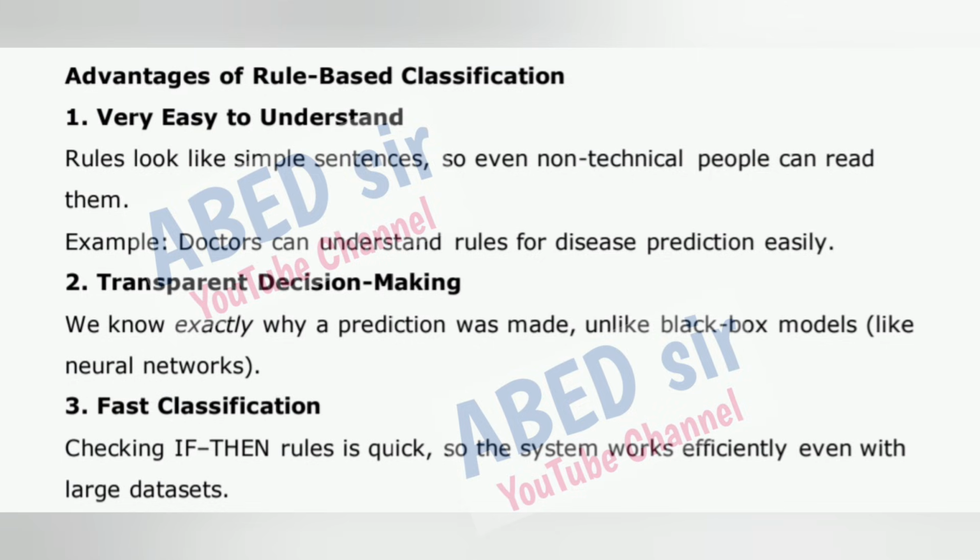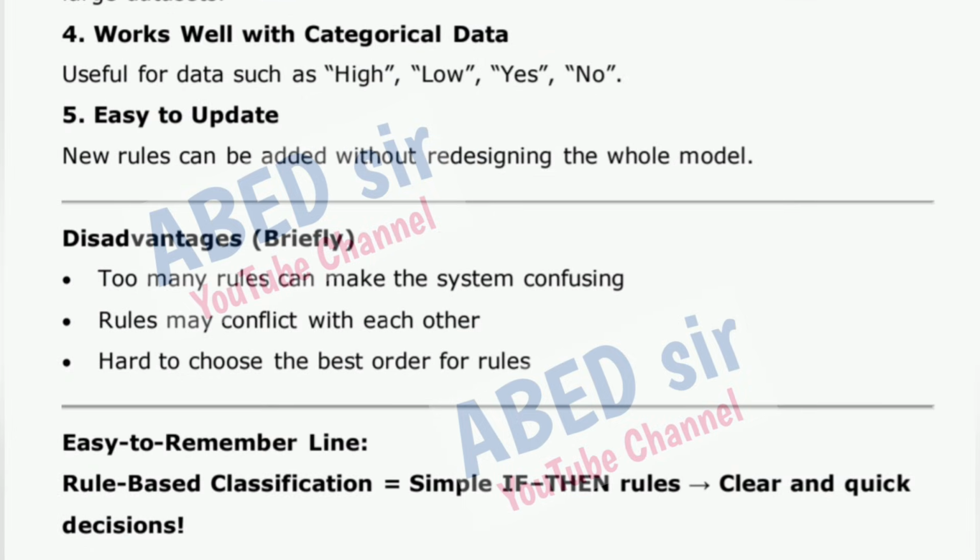2. Transparent decision-making. We know exactly why a prediction was made, unlike black box models like neural networks. 3. Fast classification. Checking if-then rules is quick, so the system works efficiently even with large datasets. 4. Works well with categorical data. Useful for data such as high, low, yes, no. 5. Easy to update. New rules can be added without redesigning the whole model.